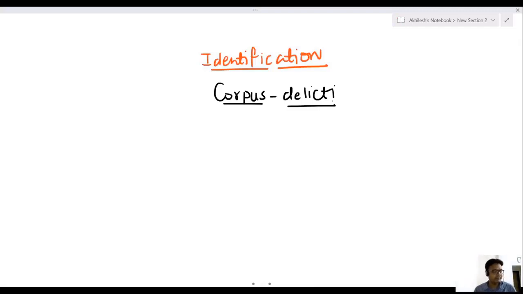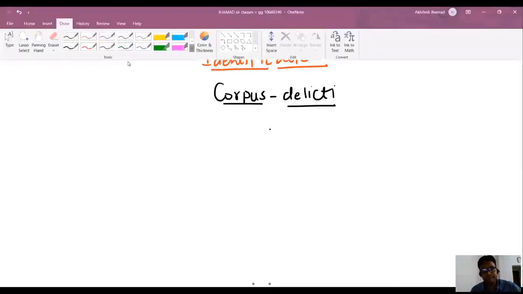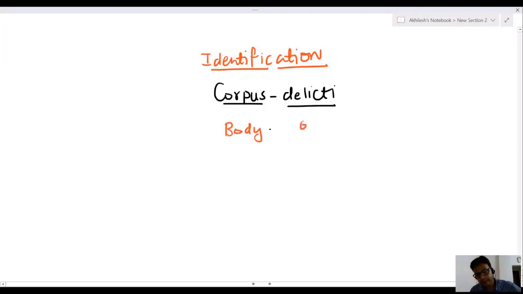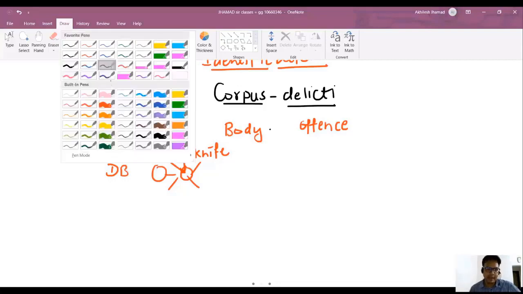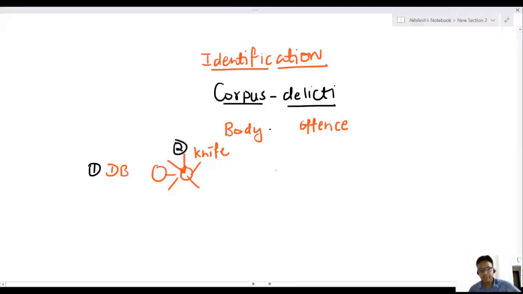What is the meaning of corpus delicti? Corpus means body, and delicti means offense. If any offense takes place, see, this is a dead body, DB is dead body. This dead body has a knife inside. Now, what are the parts of corpus delicti? Yes, the dead body is a part of corpus delicti. The knife is a part. Crime scene is also a part of corpus delicti.